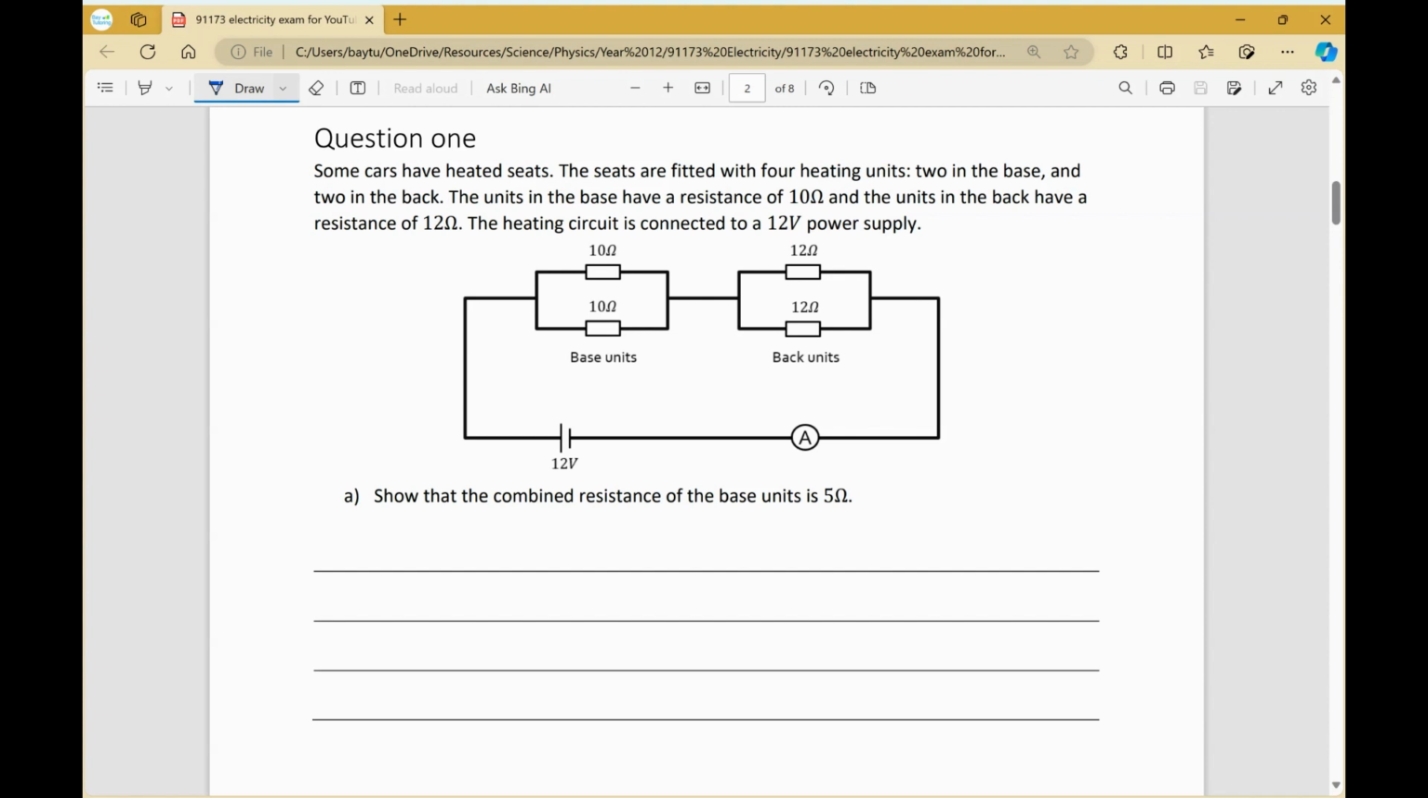So this might seem weird. We have two 10-ohm resistors. How can the resistance only be 5 ohms? The answer to that is that they are in parallel with each other.